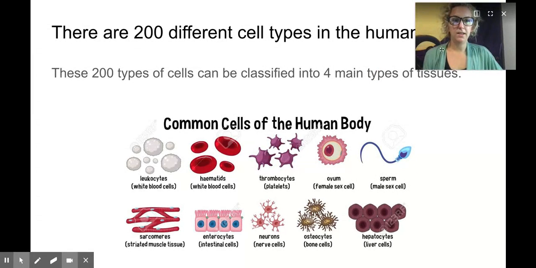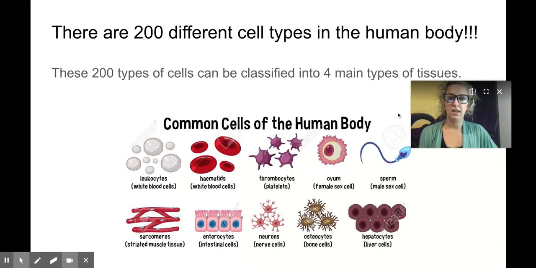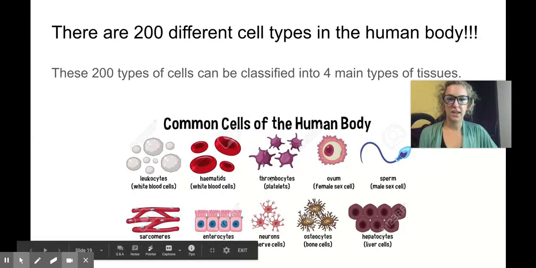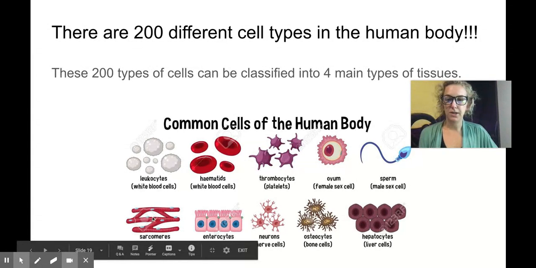Now, in your body, there are over 200 different types of cells. There are some common cells listed right here, maybe ones that you've heard about: leukocytes, which are white blood cells, thrombocytes, which are platelets in your blood, ovum and sperm, which are the sex cells, ovum for female, sperm for male. Sarcomeres are a type of cell in muscle. Enterocytes live in the intestine, neurons for the nervous system, osteocytes for bone, and hepatocytes for liver.